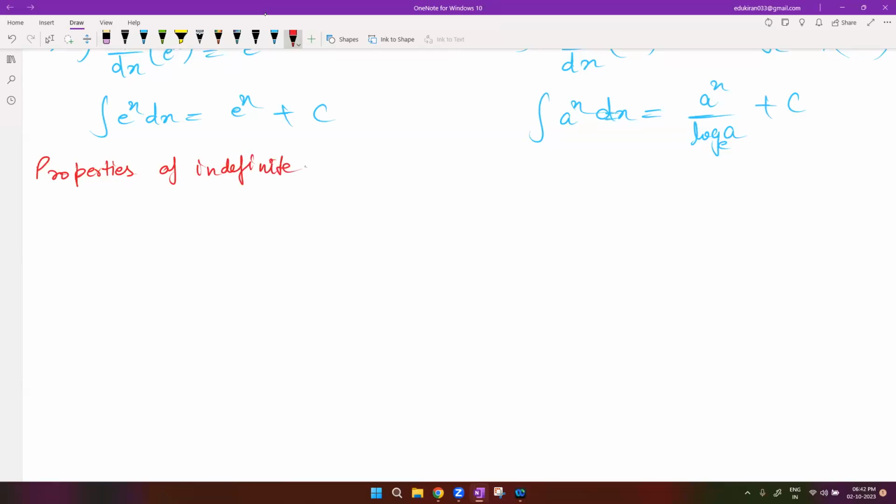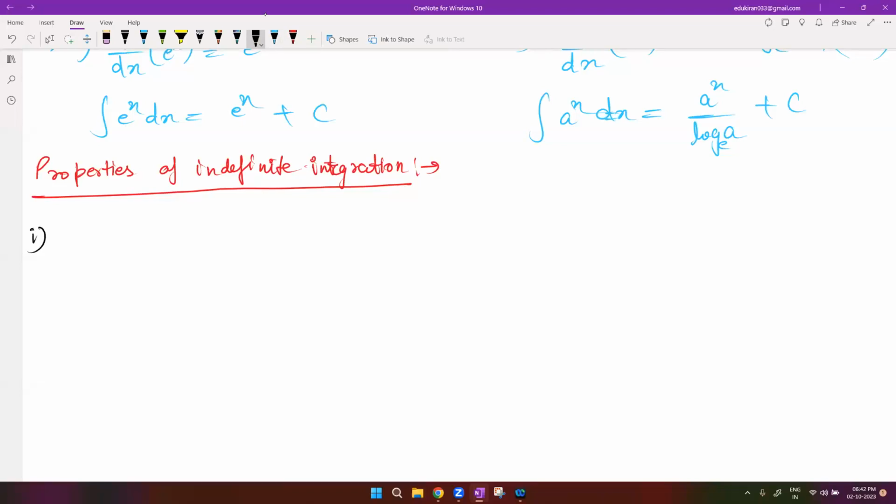Properties of indefinite integration are basically the connection between, first of all, differentiation and integration. Whatever properties or rules of differentiation you have studied, these are the same rules of indefinite integration as well. Let's start with the pretty basic ones first.